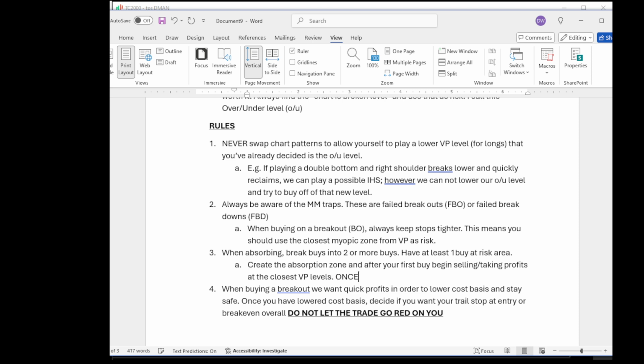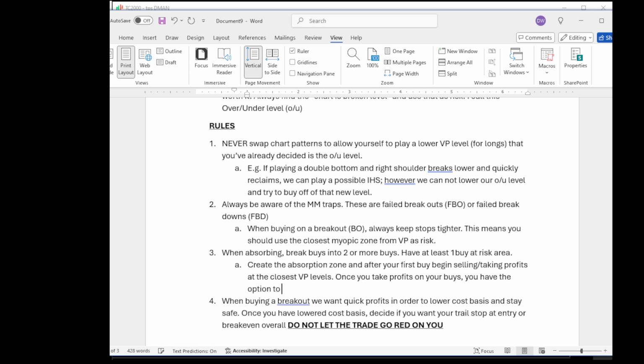All right, once you take profits on your buys, you have the option to buy back everything you sold and your planned adds.